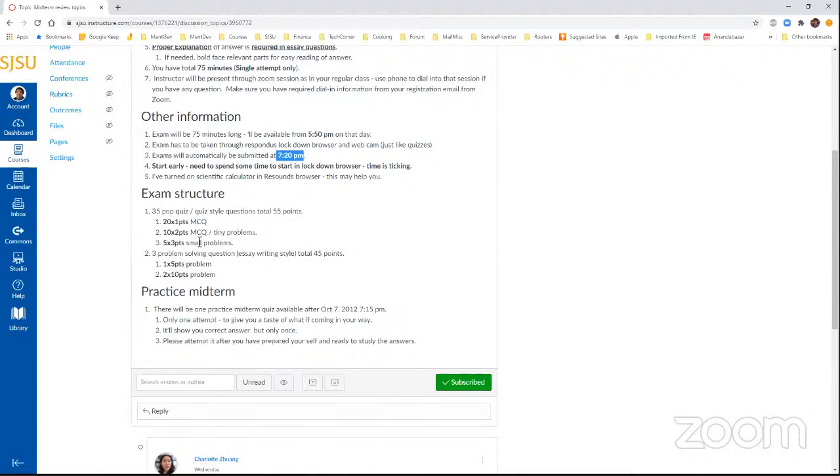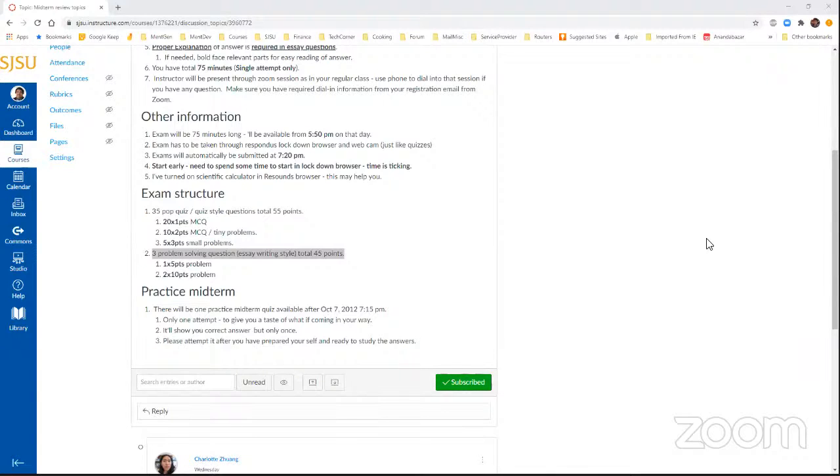Apart from that, there are 3 problem solving questions. These are essay style writing, total 45 points. There is one 5-pointer problem and two 10-pointer problems. For each of them you need to give proper explanation: how did you come to a result? The final result is of course important and carries marks, but it does not carry the entire marks. I will definitely look at your explanation of how you reached that result, and that will carry marks.